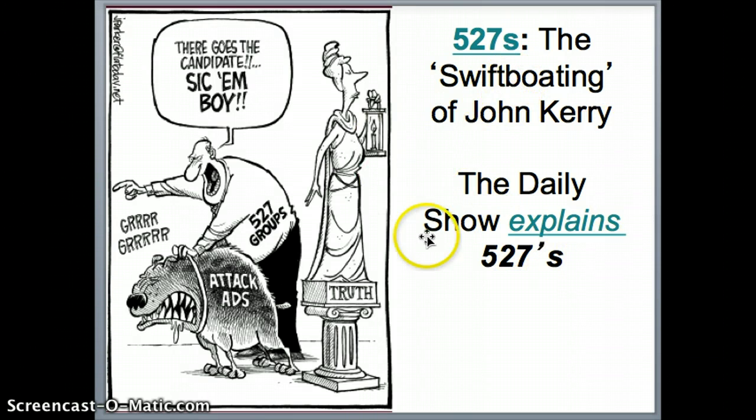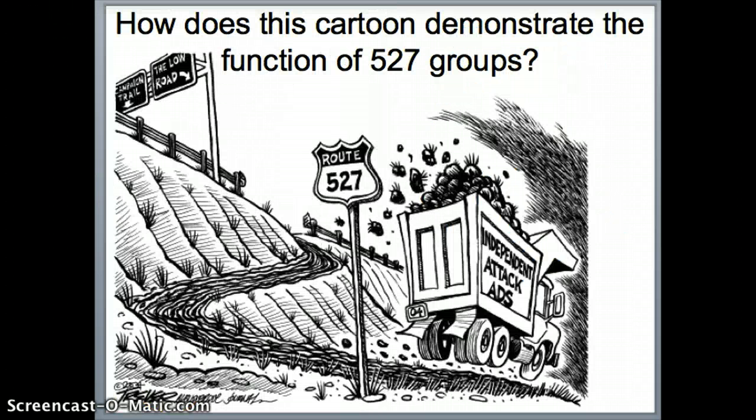The Daily Show back in, I think, '04, '06 does a really good job of explaining 527s with a humorous twist, as you all know by now. This is another cartoon I would definitely spend some time looking at. It's making fun of 527s, and it's really good symbolism here. You can take the high road or you can go the low road with independent attack ads on Route 527. You get it? Ha ha ha. So keyword there, independent. 527s are independent of candidates.